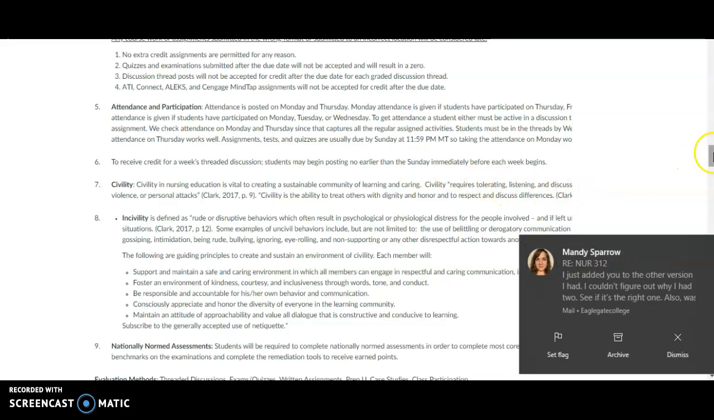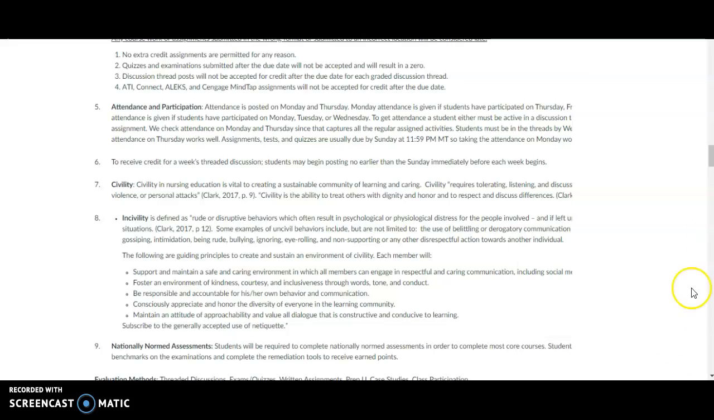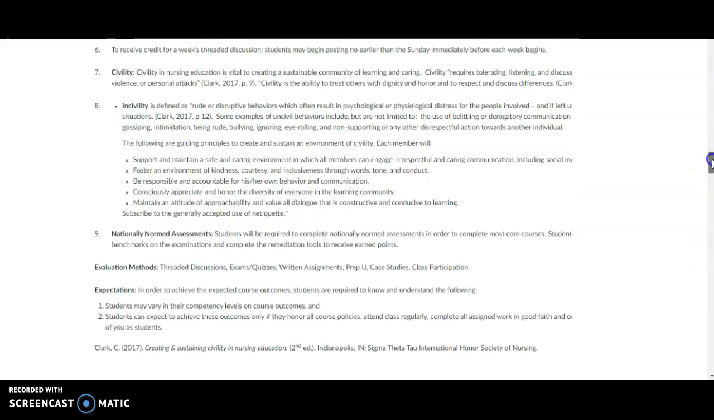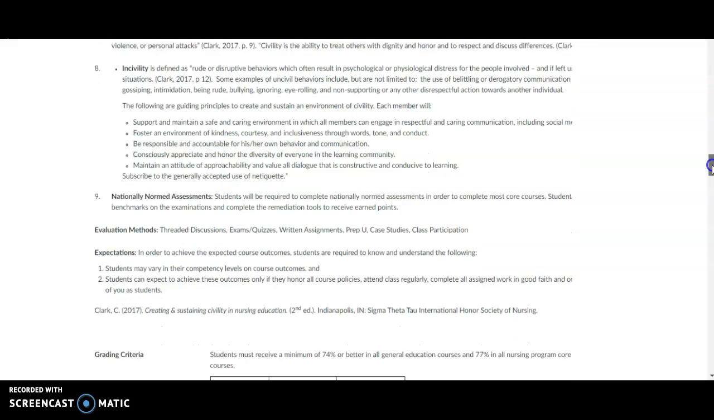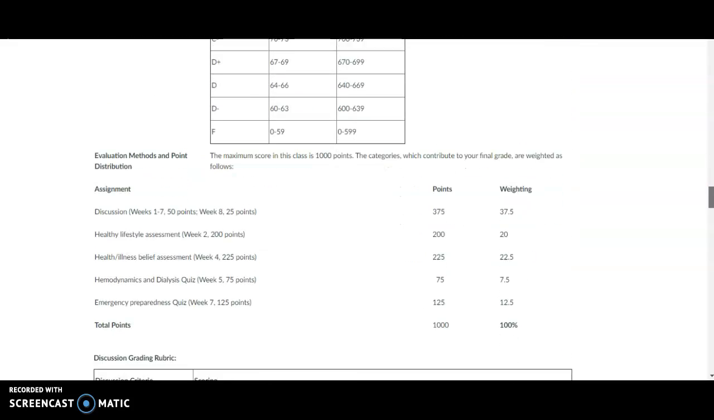Going down, I'll cover this briefly. Incivility means that you are treating everybody with respect on the discussion board. All right, I will go down now to what is expected in this class.